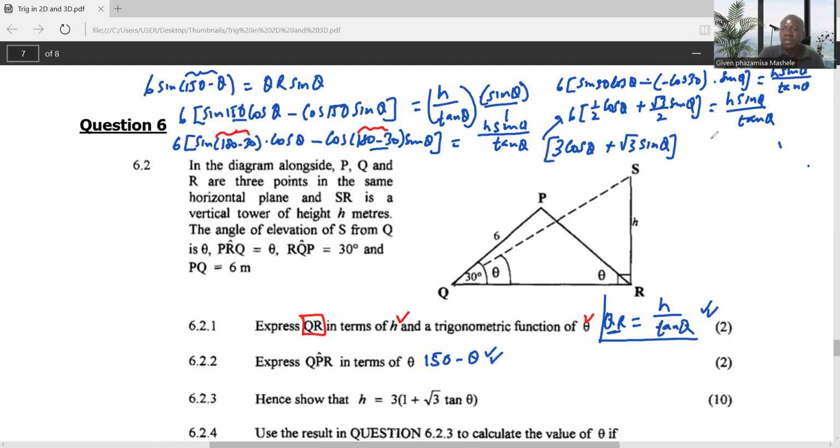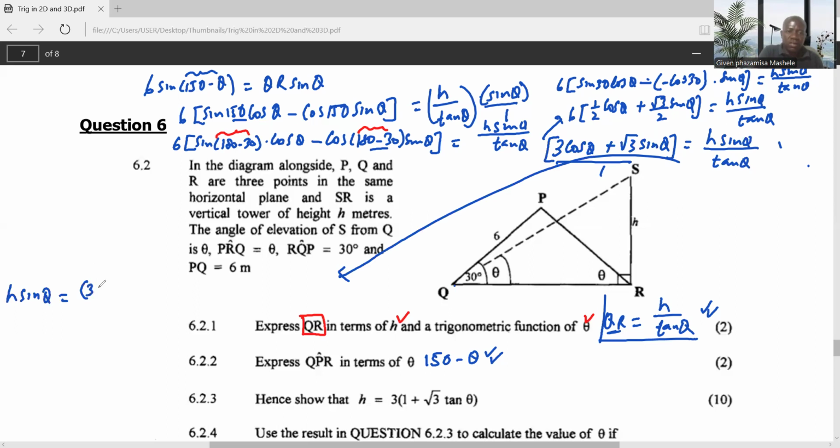On the right-hand side, this will be h sine theta over tan theta. By the way, we need to remove the brackets. Let's just cross multiply this over 1. We want h. Cross multiplication will give us h sine theta equals this side. If I put it inside, this will be 3 cos theta plus root 3 sine theta multiplied by tan theta.